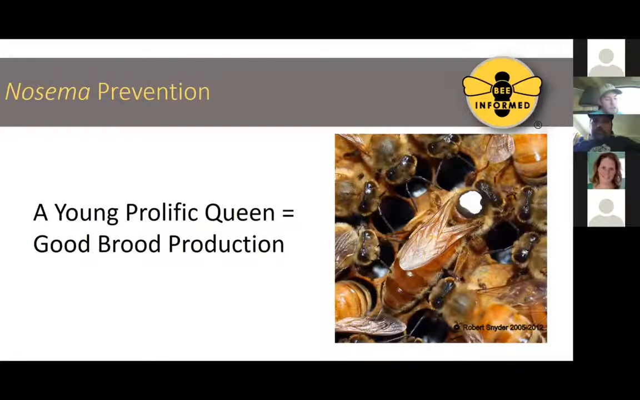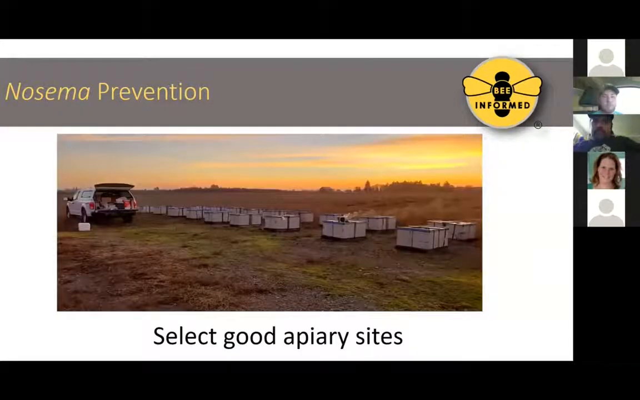And actually, in fact, high Nozema spore counts oftentimes do go back to queen issues in many cases. So a good management practice would be to monitor the age of your queens and the production rates as well. Make sure those queens are producing to the best of their ability, and yeah, your hives will be that much better for it in Nozema prevention.